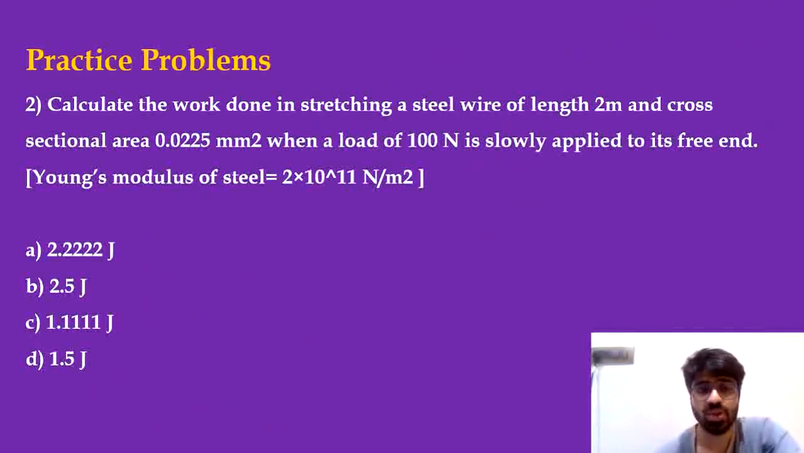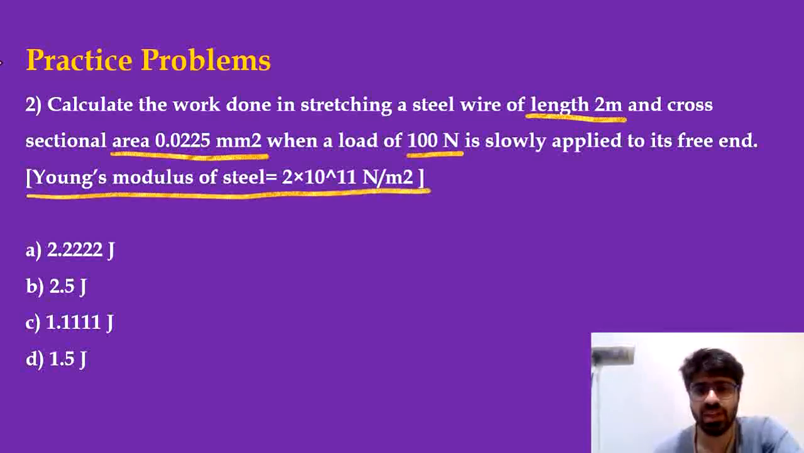Let's go ahead with the next question. Calculate the work done in stretching a steel wire of length 2 meters. The cross-sectional area is 0.0225 millimeter square when a load of 100 Newton is slowly applied to the free end. The Young's modulus has been given to us.